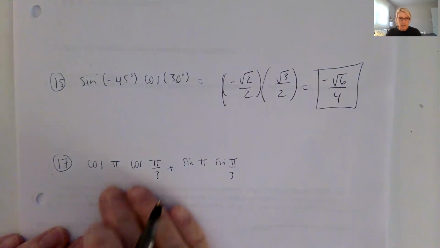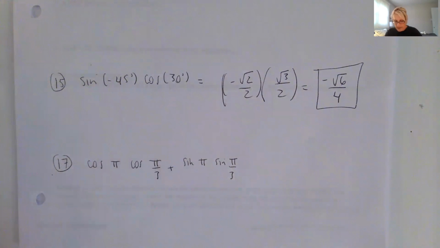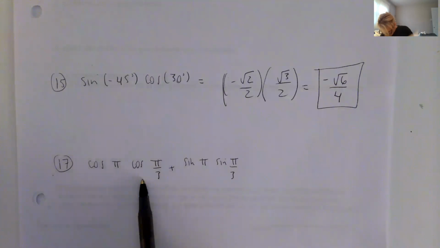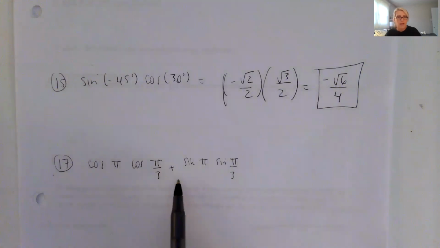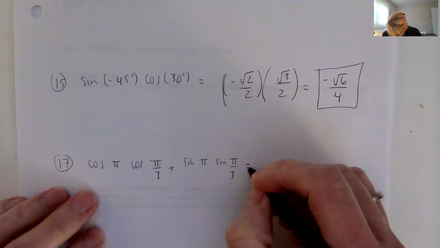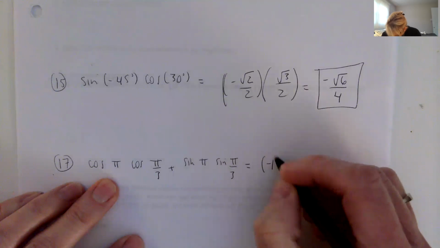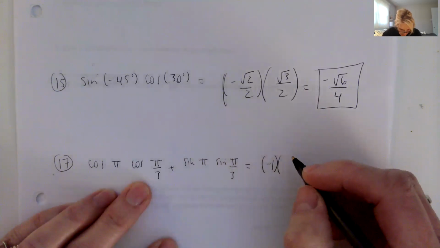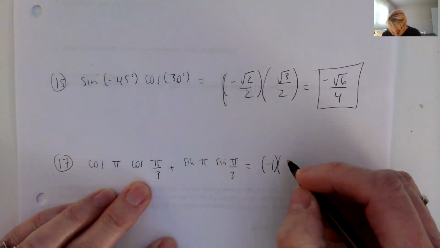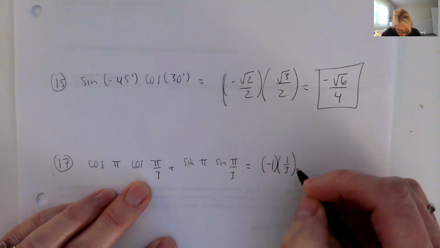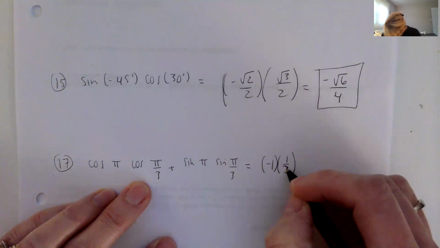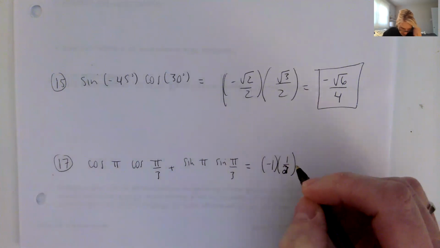And then 17 is kind of working us into the sum identities, because you can tell these are cosine and sine here, and this is going to be the sum identity for cosine. You can see the way it's written here. So cosine at pi is a negative 1 times the cosine at pi over 3, which is 1/2. I read that wrong. 1/2.